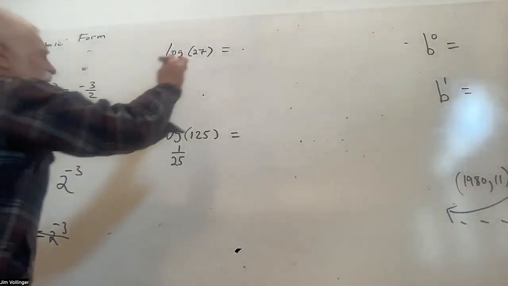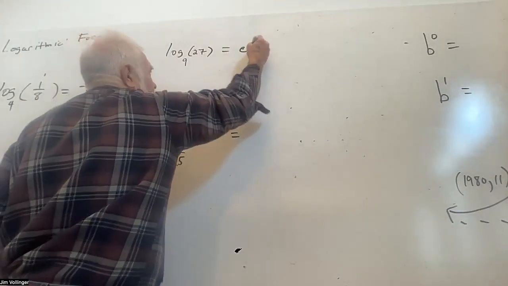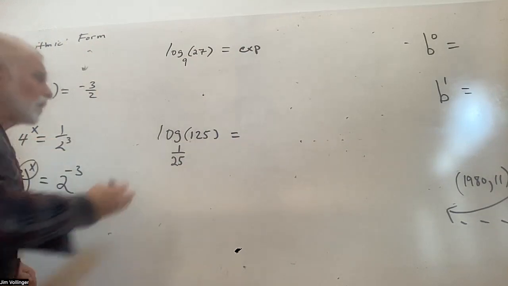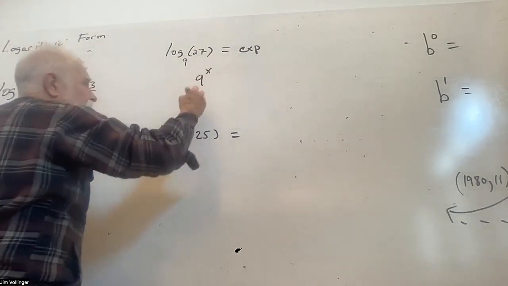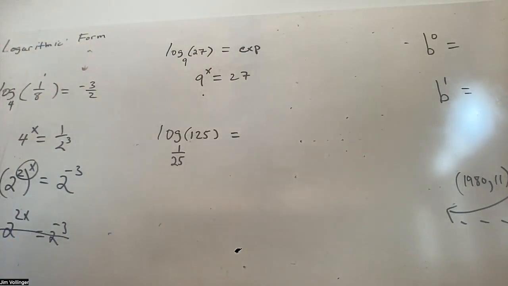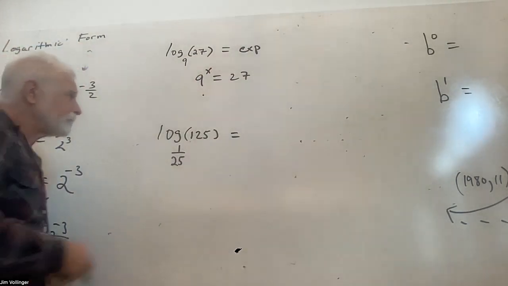All right, so what's the exponent here? What's the exponent that I put on top of a 9 to get a 27? Well, let's write the exponent as x. You're always pausing the video as I go through these. Okay, what do you do next?